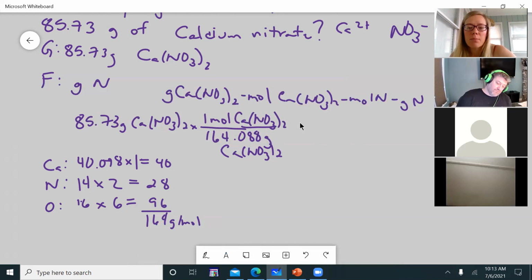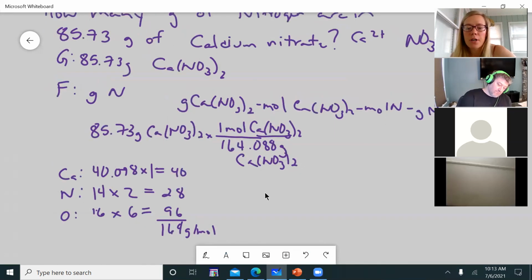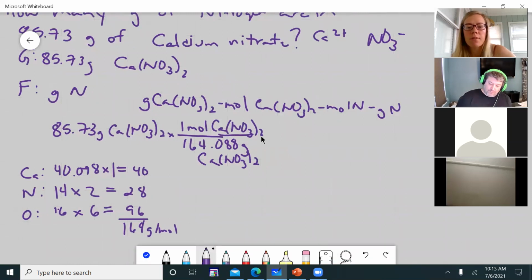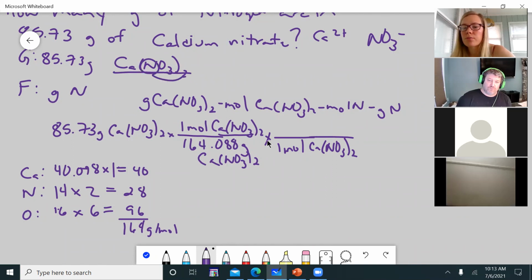Now the relationship between the moles of your compound and the moles of what we're trying to find here is 1 mole of the compound, right? 1 mole of this calcium nitrate is going to yield how many moles of nitrogen? We'll look at the compound. 1 of these is going to give us 2 of those. All right, so 2 moles of nitrogen for every 1 mole of this thing.